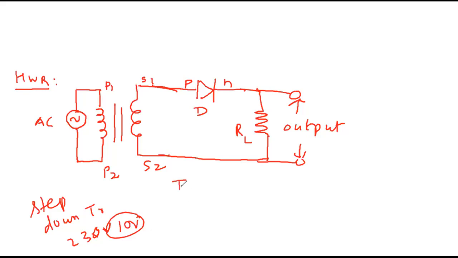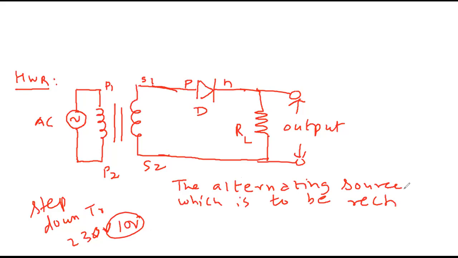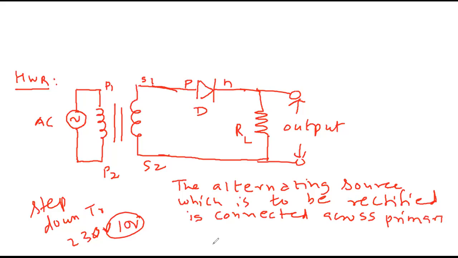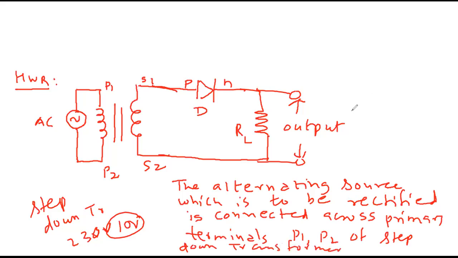Now write. The alternating source which is to be rectified is connected across primary terminals P1, P2 of step down transformer. Primary terminals P1, P2 of step down transformer.